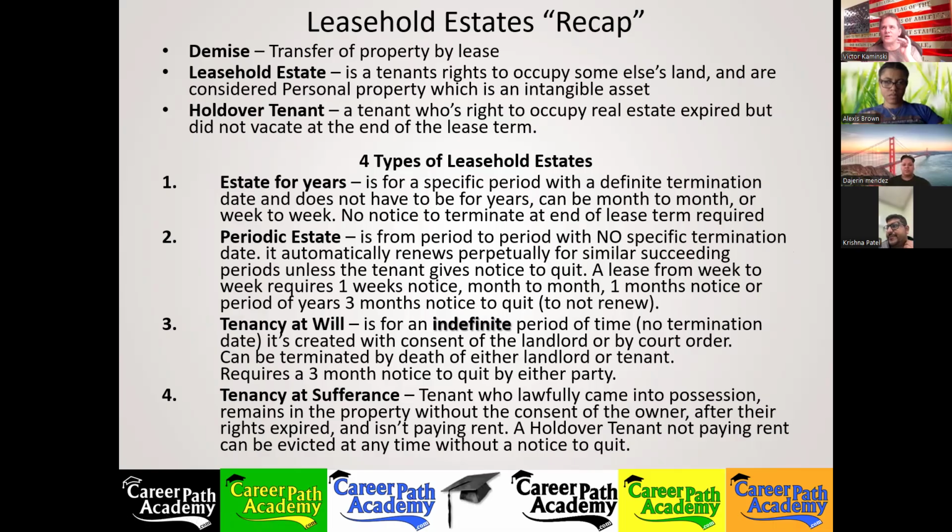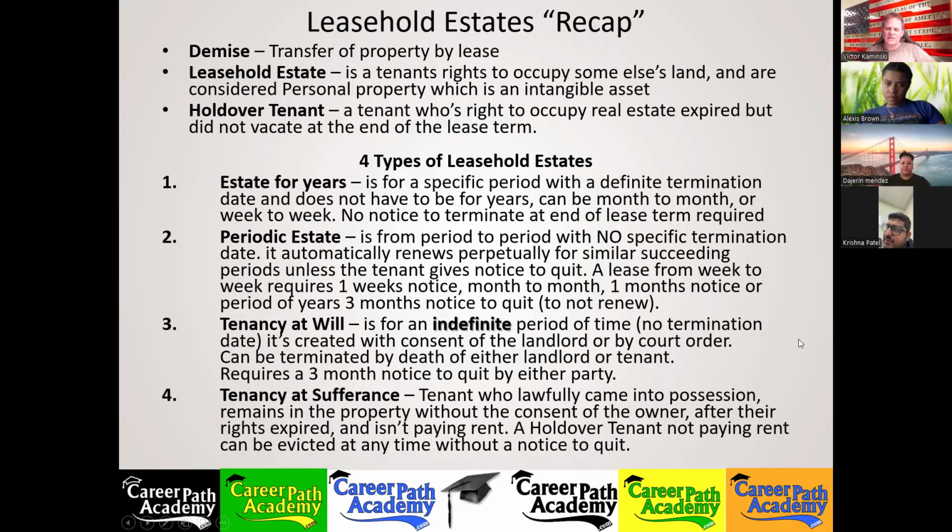The amount of notice to quit is dependent on the length of the lease term. A week's notice required for week-to-week rental. 1 month's notice is required for month-to-month. 3 months' notice is required for a period of years. Now, the tenancy at will is for an indefinite period of time. There's no termination date in this lease. Either party can give notice to quit and has to give a 3-month notice.